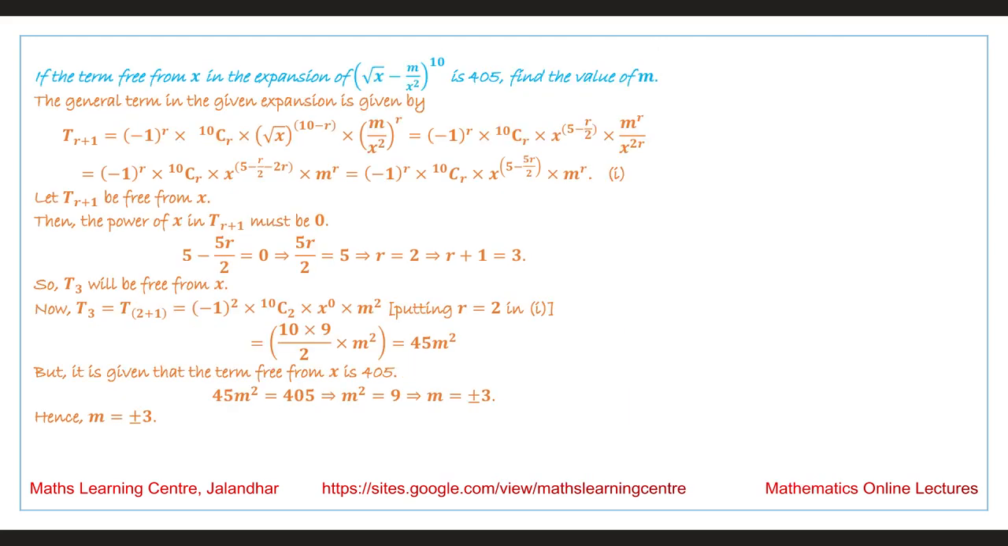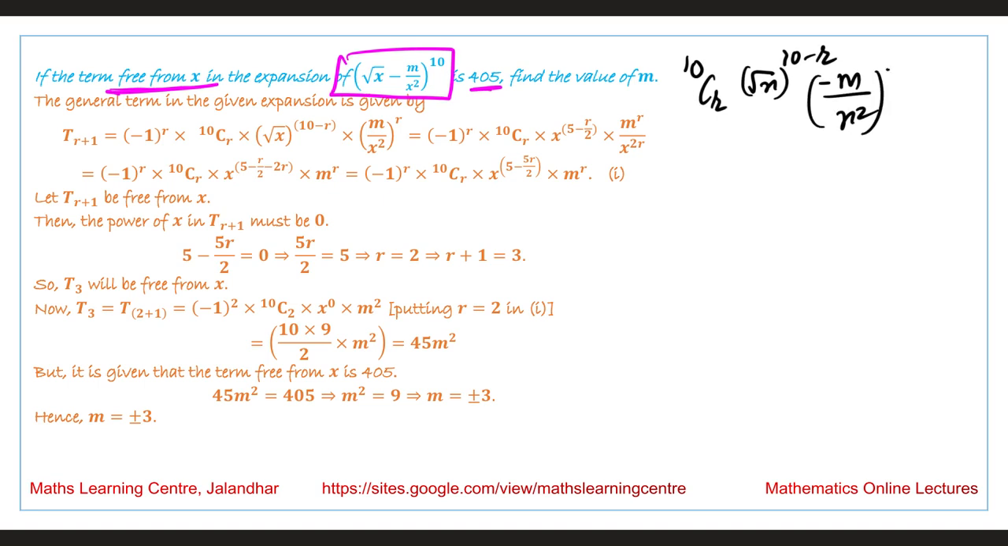Now next is, if the term free from x in the expansion of this value is 405, then we have to calculate the value of m. So the general term we have over here is 10Cr, square root of x raised to the power 10 minus r, and minus m by x square raised to the power r, and the value of this is given to be 405, with the condition that this term should be independent of x.